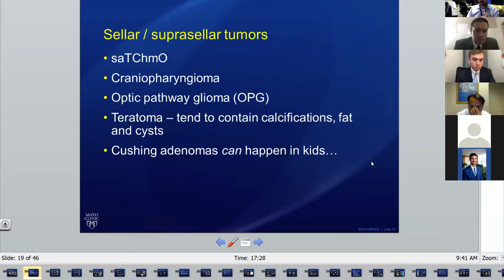Cushing adenomas can happen in kids. I've seen a couple. They're often imaging negative, so they require laboratory diagnosis. Because this is largely a radiology-driven talk, I won't get into the imaging on these patients here.